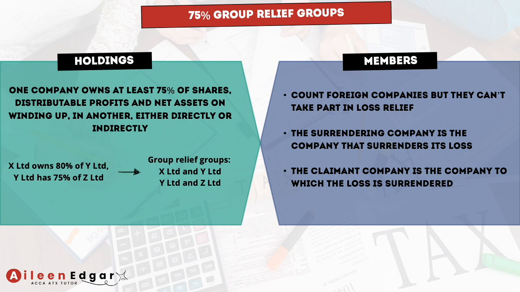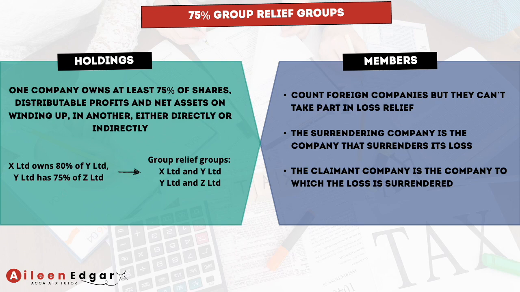And remember that the percentage holding in a company is only relevant for working out whether companies are in a group relief group. It's not relevant in determining the actual amount of group relief available. So if you've got an 80% holding in another company, you're in the same group relief group, but you can absolutely give away 100% of your loss if you wish.